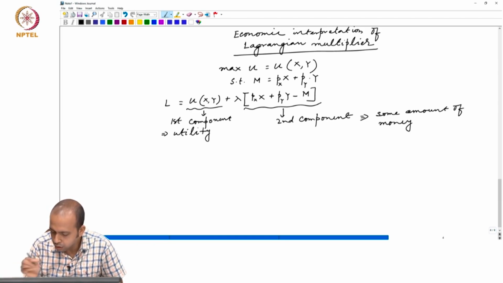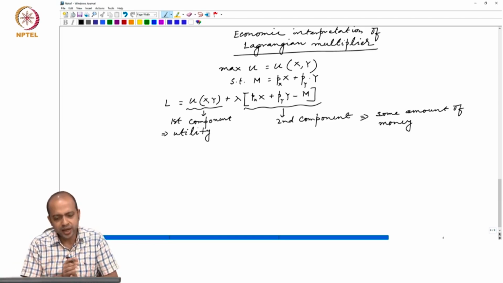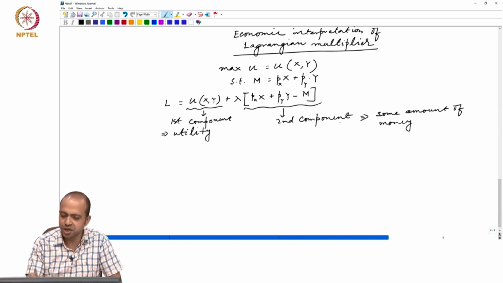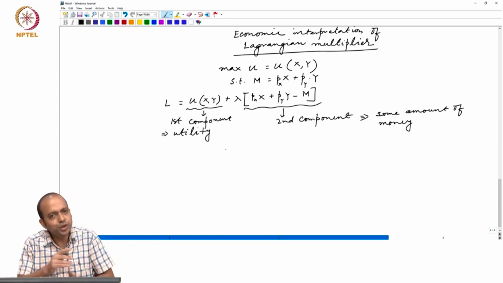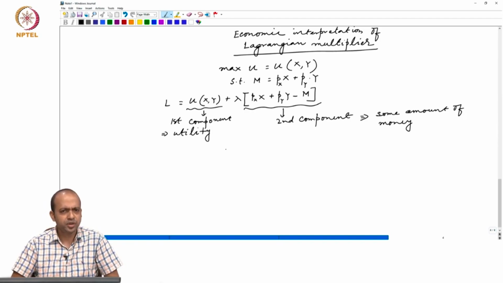That means, in this Lagrangian function, we are trying to add utility with money. Is that possible? Can we add utility with money? Can we add apples with oranges? No. You cannot add apples with oranges. If you want to add apples with oranges, then what we need to do? You need to have a converter that will convert either apples into oranges or oranges into apples.